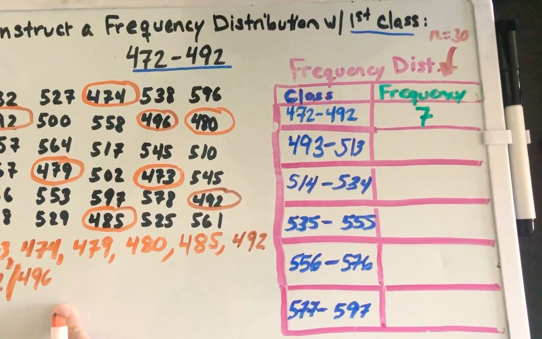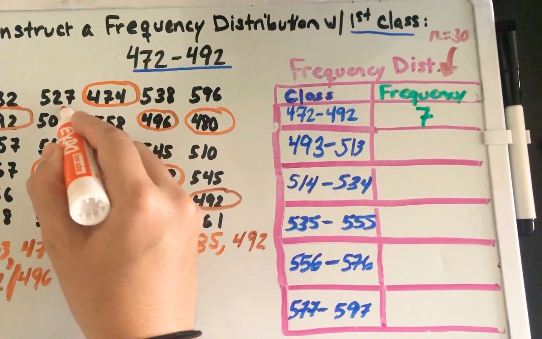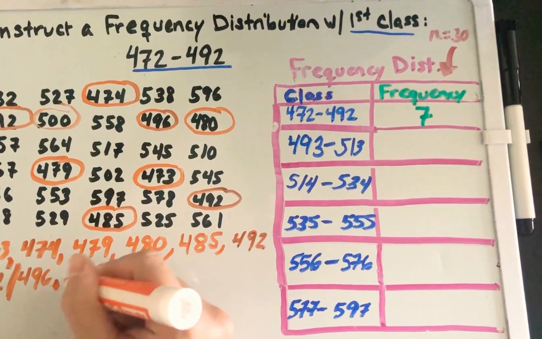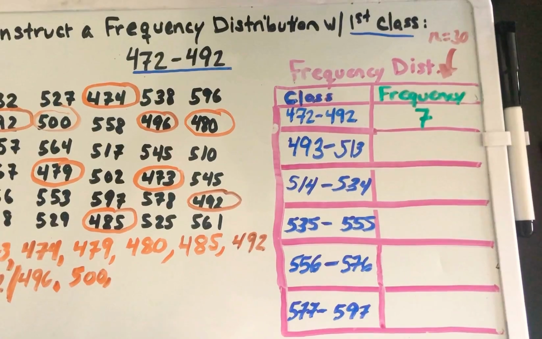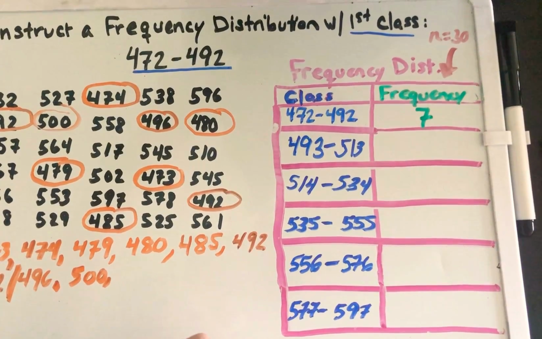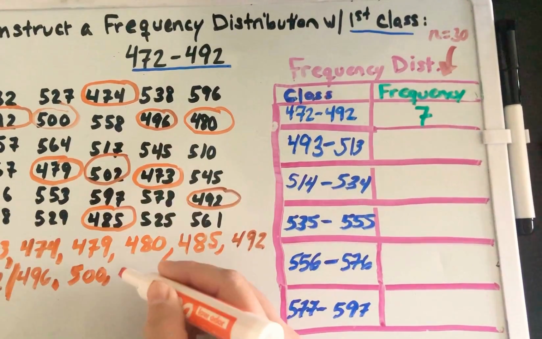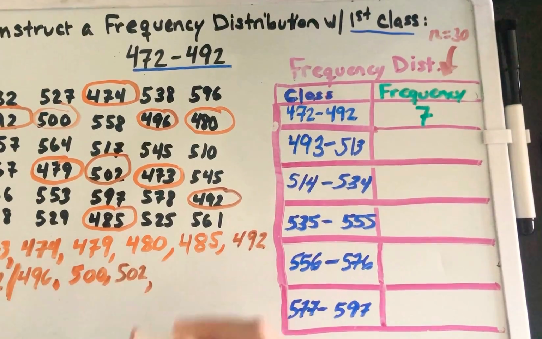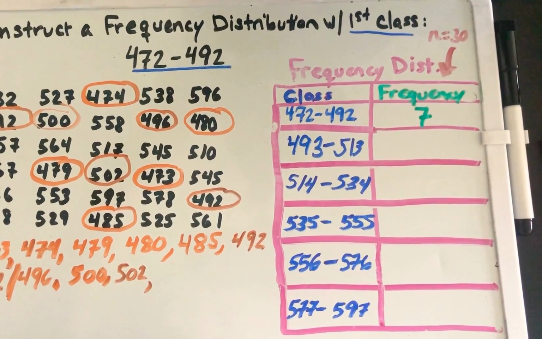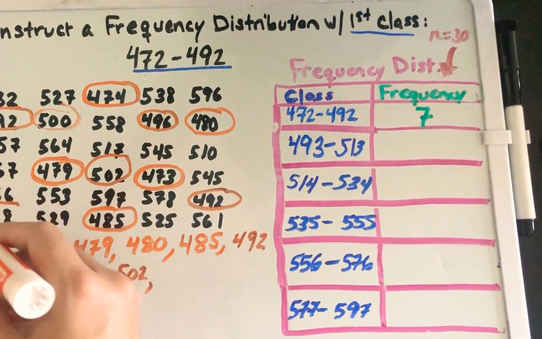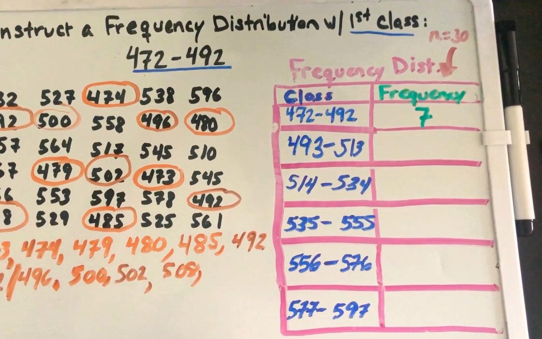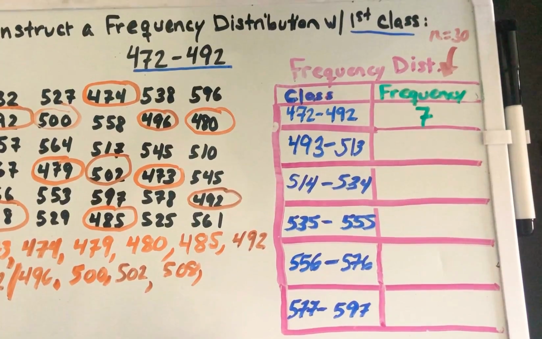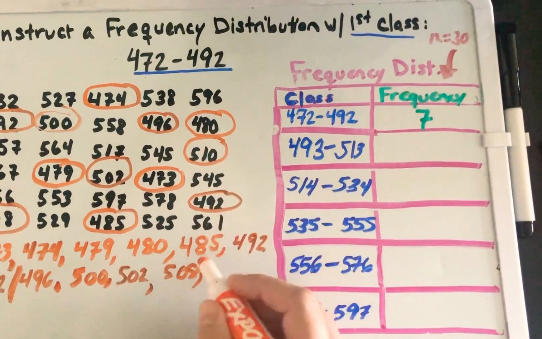After 496, I'm finding 500 right here. After 500, I'm finding 502. Do we see 502? There it is. After 502, I'm getting 508. Do you see it? There he is. After 508, I found 510. Did you find it? We're just sorting the data.